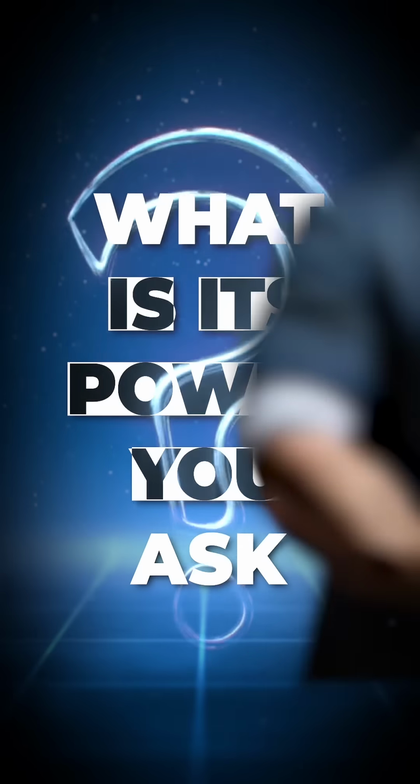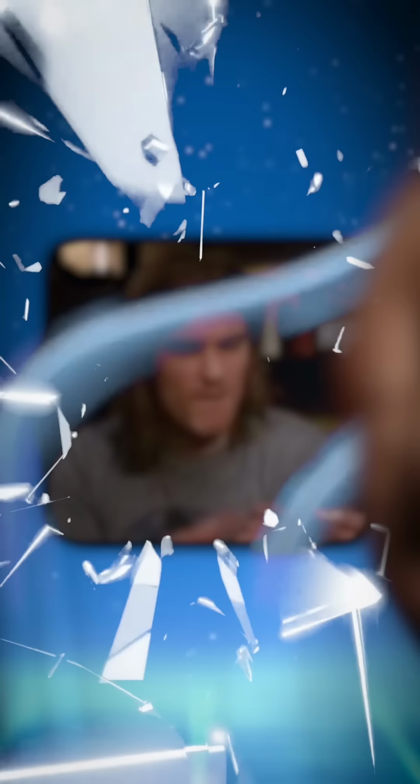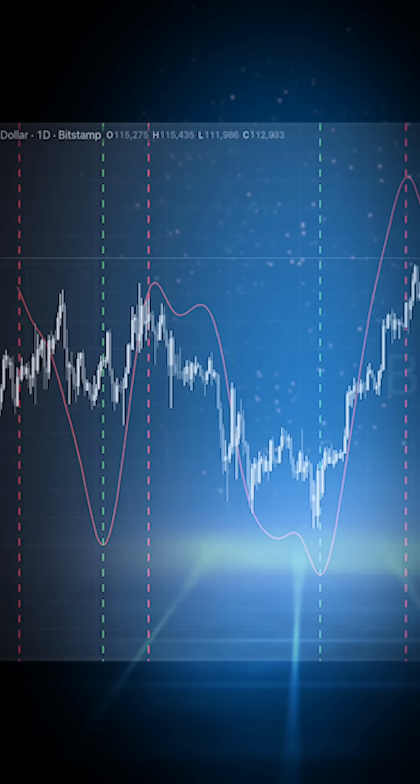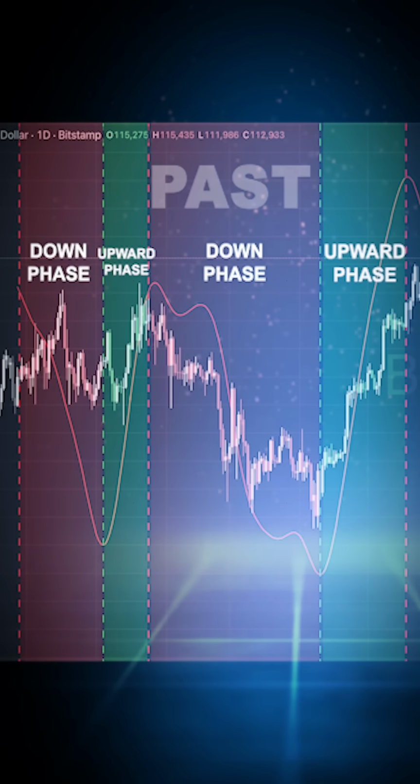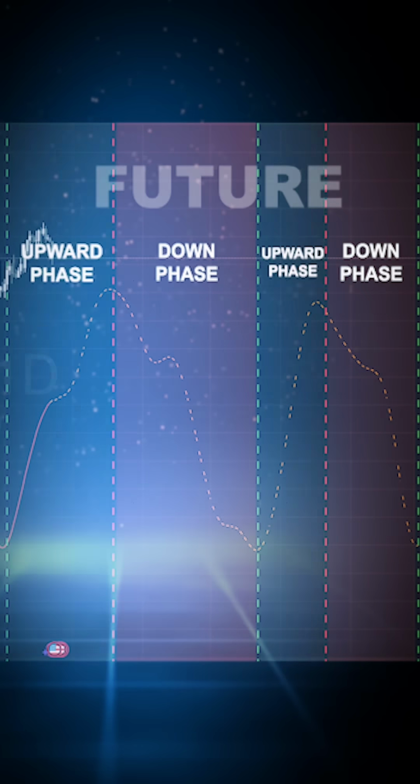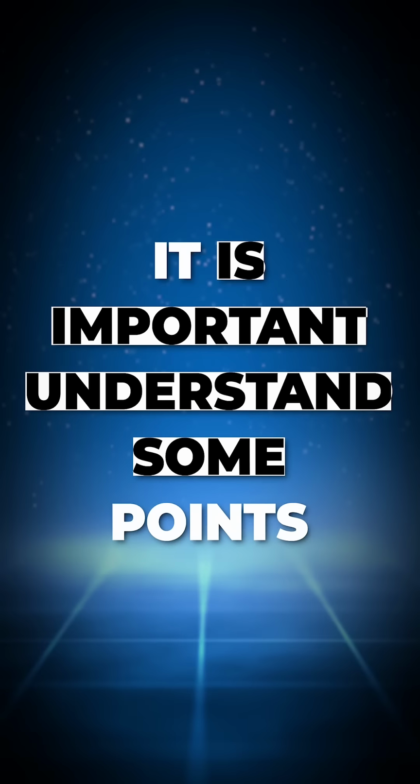What is its power, you ask? It predicts the future, more precisely the exact date of the beginning of the up or down phase. This is a clear example of how it worked and how it will work here in the future. But when trading with it, it is important to understand some points.